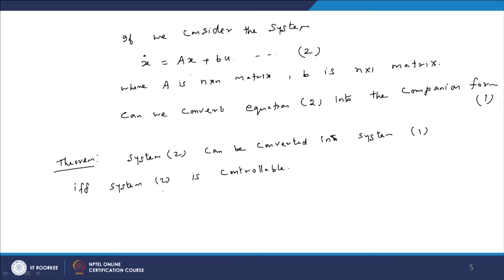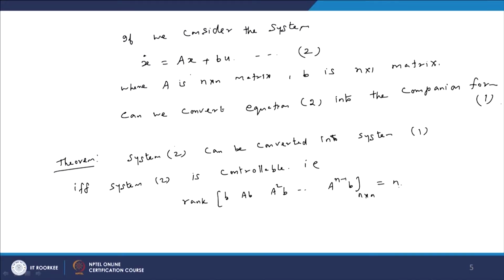In other words, if and only if the rank of the matrix, here the column matrix B, AB, A squared B, etc., A power n minus 1 B, is equal to n. So, here we consider A to be n cross n, and B is a column vector only. We do not consider this result for any general B, that is an n cross m matrix B; that we will consider in the later lectures.